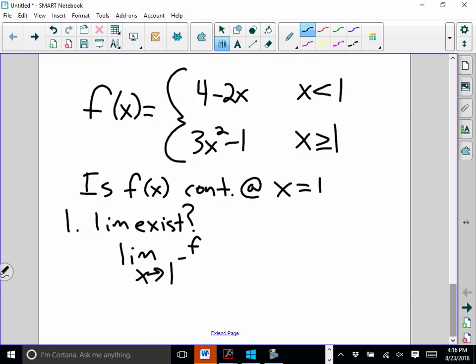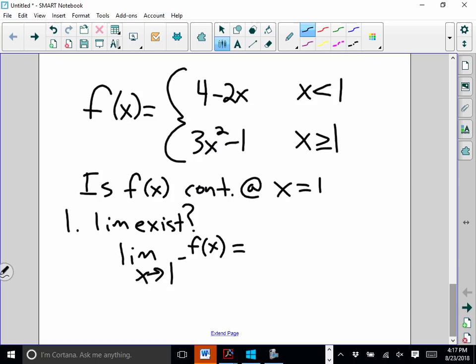So again, think back to when we did this graphically. When we wanted to do a left-hand limit, we were thinking of approaching the value 1 from the left side of the graph, from the more negative side of the graph. I want you to think about the two functions we have up top. Which one of those two functions would we use for a left-hand limit? Would we use 4 minus 2x? Would we use 3x squared minus 1? And why? So pause the video and think for a second which one you would use.